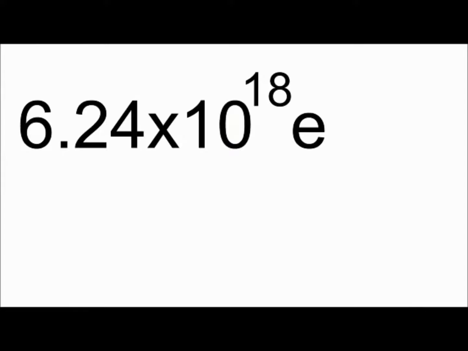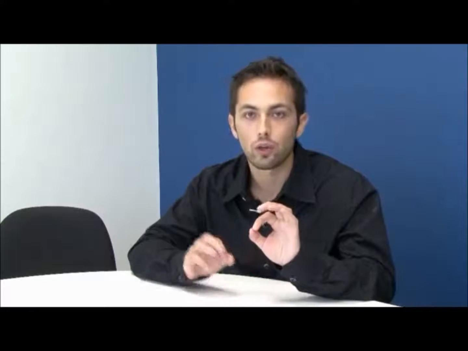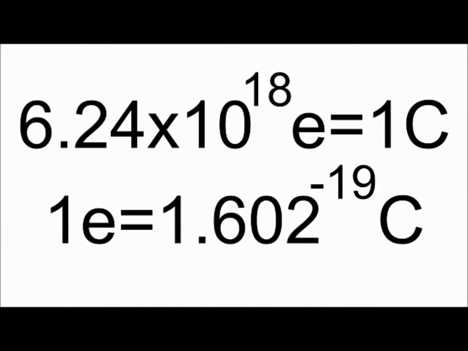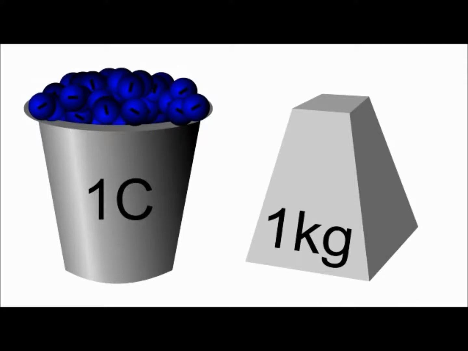It would take 6.24 times 10 to the 18 electrons to make up 1 coulomb of charge. Or, looking at this a different way, you could say that each electron or each proton has only a tiny fraction of a coulomb of charge. 1 electron has 1.602 times 10 to the minus 19 coulombs of charge. I like to think of a coulomb as a little bucket full of electrons. It's this convenient amount. Like a kilogram of material, a coulomb of electrons is a nice, convenient way of talking about a standard unit of charge.